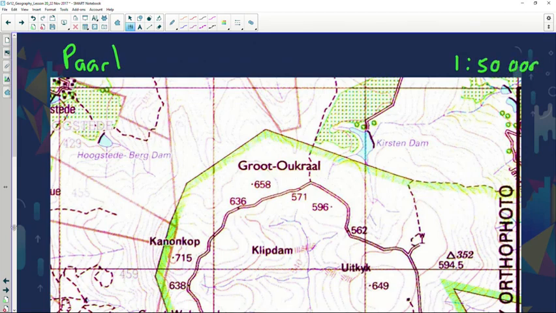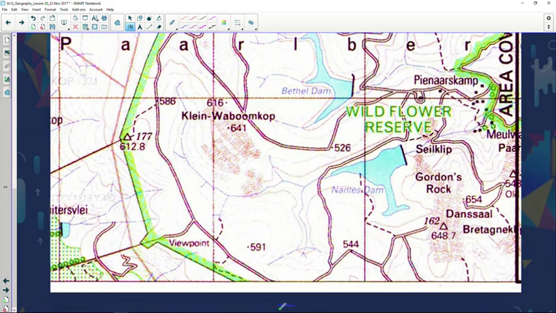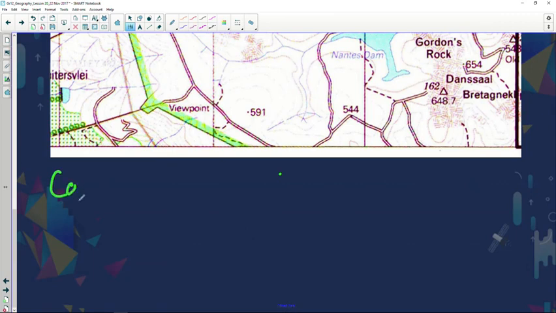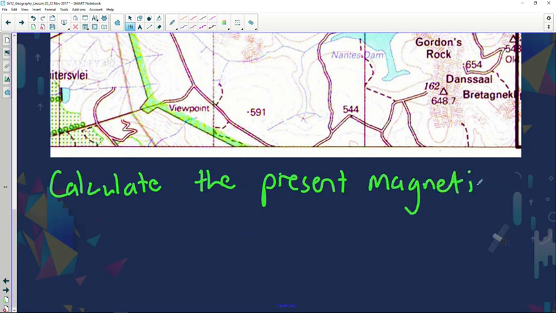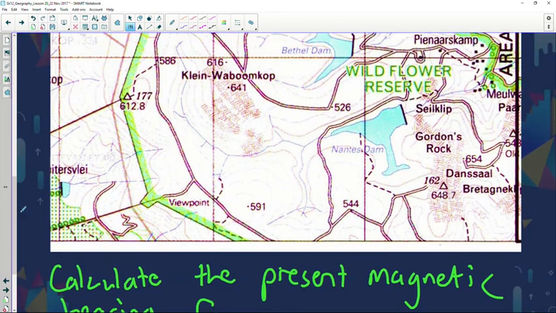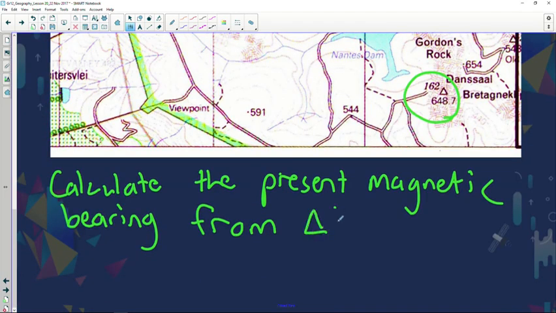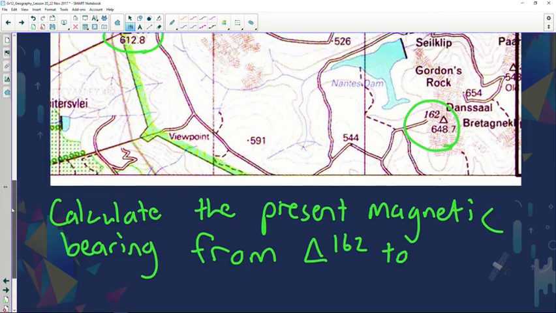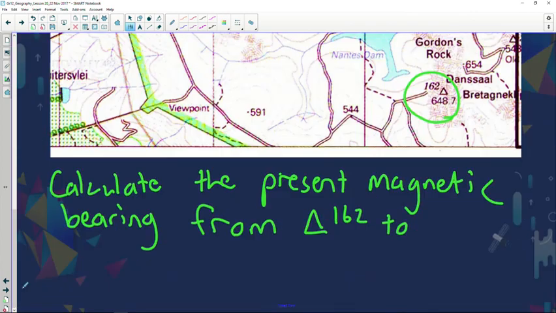The question states, and pay careful attention to the question: calculate the present magnetic bearing from Trick beacon 162 to Trick beacon 177.